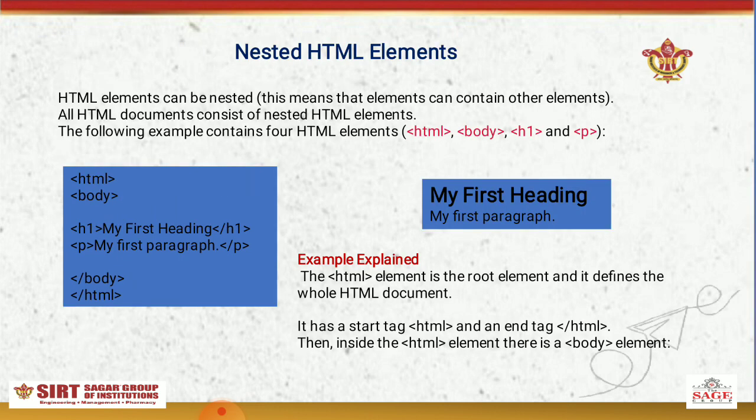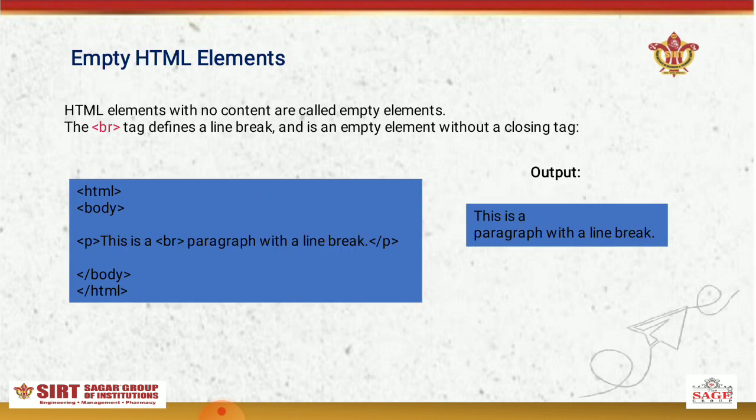Then nested HTML elements: HTML elements can be nested. This means that elements can contain other elements. All HTML documents consist of nested HTML elements. So the nested elements are HTML, body, H1, P. Here is our example. Body section starts. H1 is a heading, P is a paragraph. This is our output.